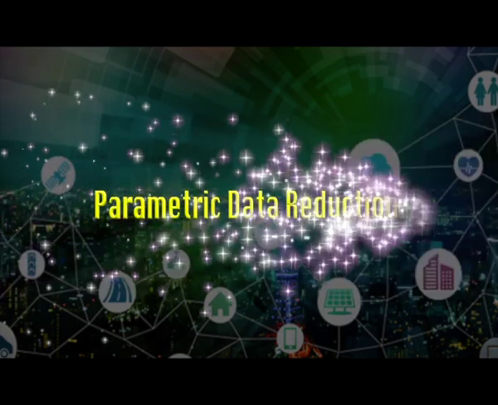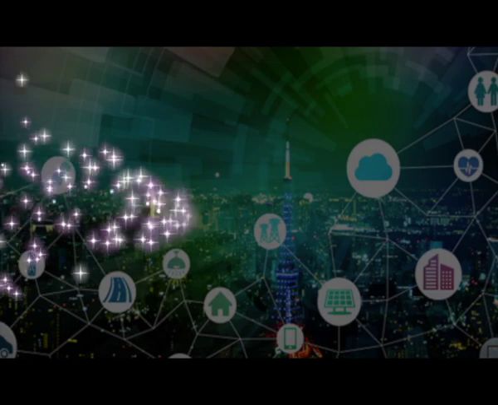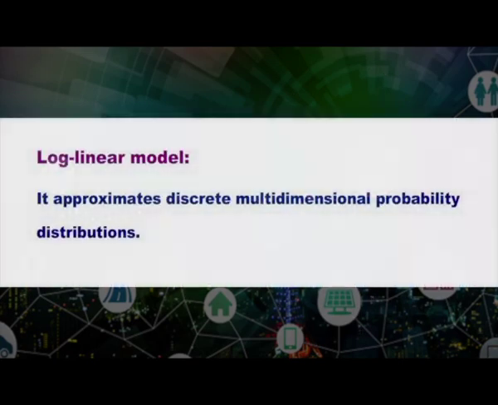The parametric data reduction: linear regression. This data model fits a straight line. It uses the least square method to fit this line. Next concept is multiple regression. It allows the response variable y to be modeled as a linear function of a multidimensional vector. The next concept is log linear model. It approximates the discrete multidimensional probability distributions.